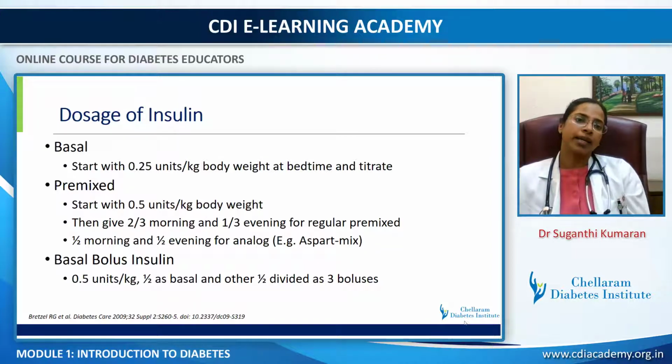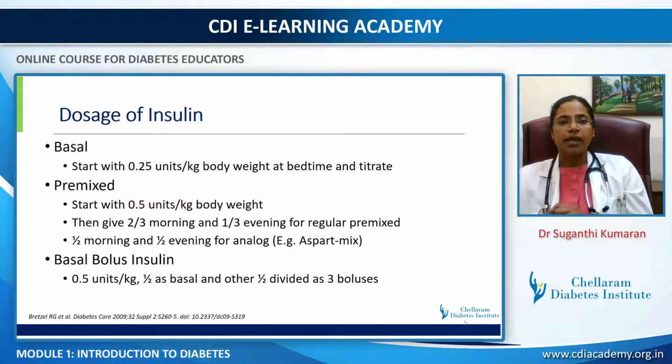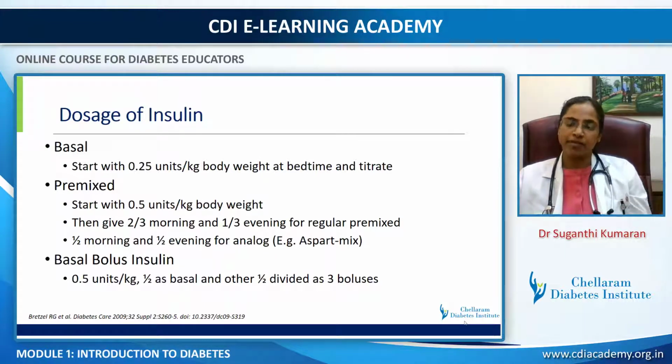Pre-mixed insulin, we start at 0.5 unit per kilogram body weight. In this case, regular pre-mixed is given 2/3 in the morning and 1/3 in the evening. However, if it's an analog, then we give half in the morning and half in the evening because of the efficiency with which it gets into the blood and the way in which it clears from the blood faster.